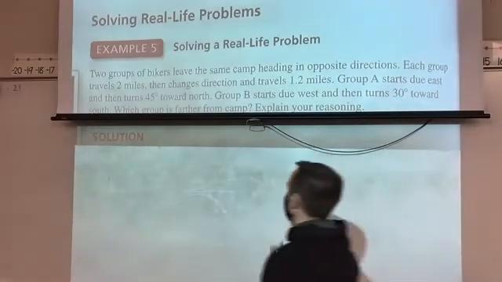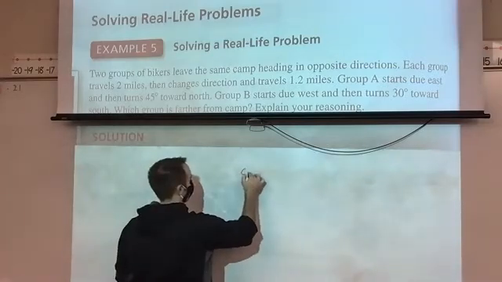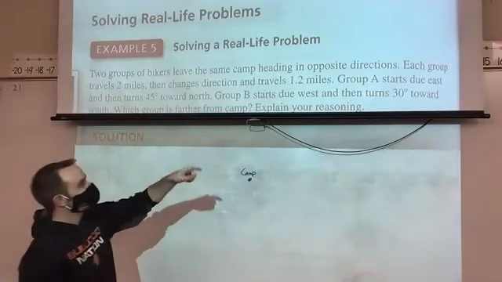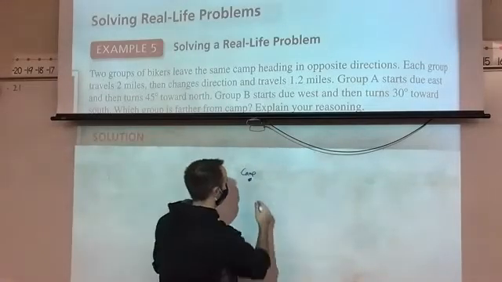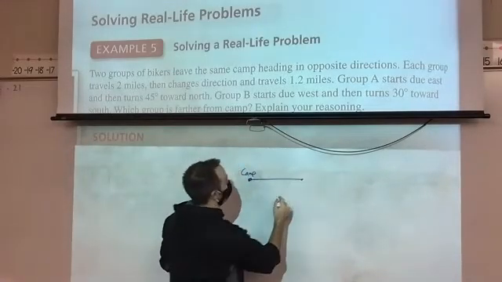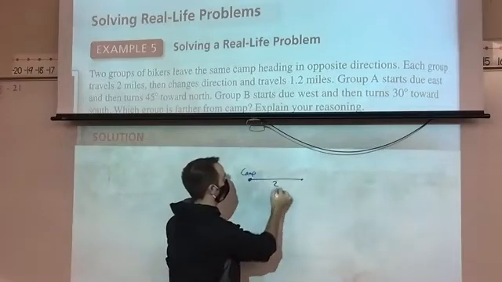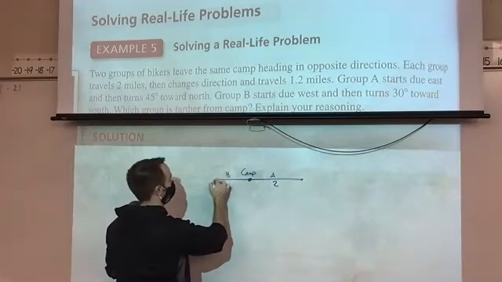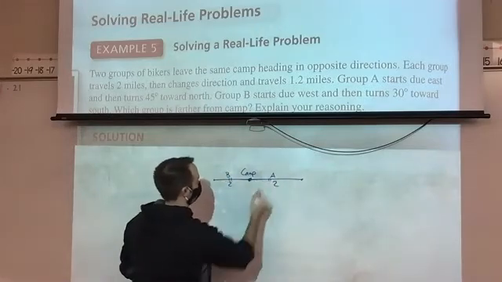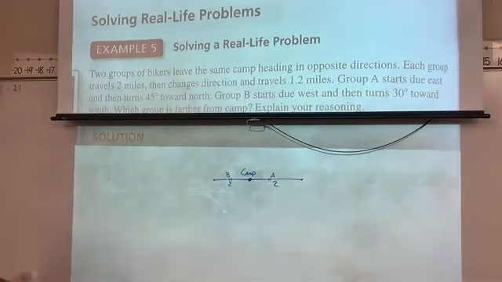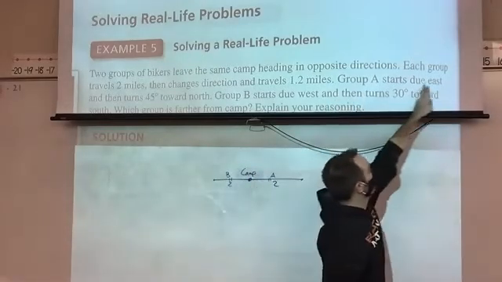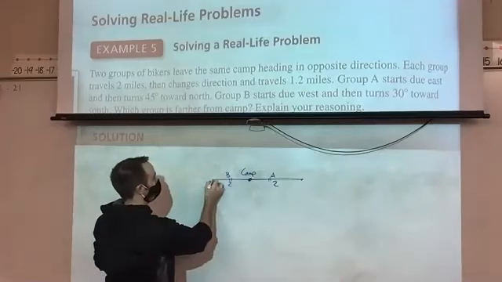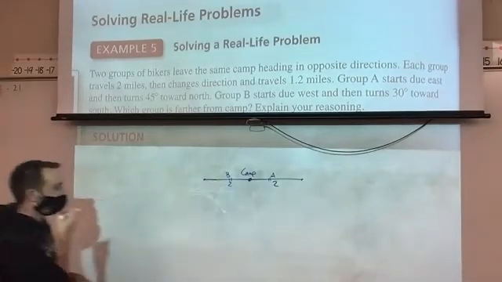Let's take a look. So here's camp. We've got two groups going. It tells us group A starts due east, so we're going to call that this direction. And remember, they travel 2 miles to begin with. So group A is going this way, group B is going this way. They're both going 2 miles. It didn't say at the beginning which direction they started heading, but it did later on. Group B starts due west. So there you go, A and B.